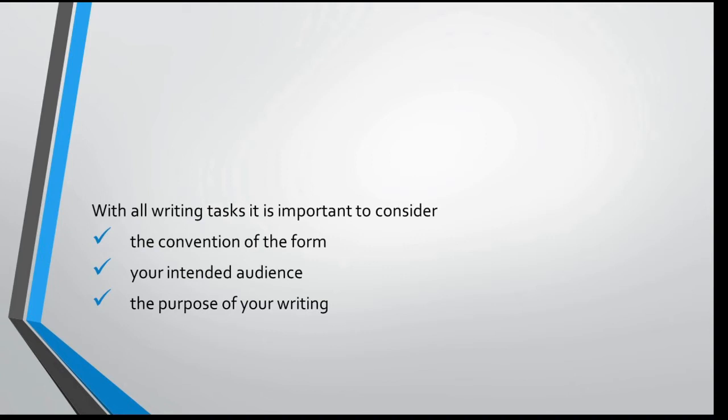Another important thing to be kept in mind is your intended audience. You should know to whom you are writing. Is it for a particular person that you are writing? For example, if it is an official letter, you might be writing to one particular person. But if it is a newspaper article, then it is meant to be read by a large community. So your audience will also decide your style of writing.